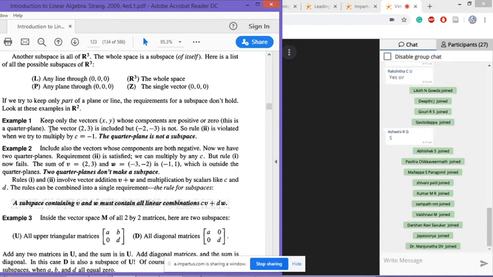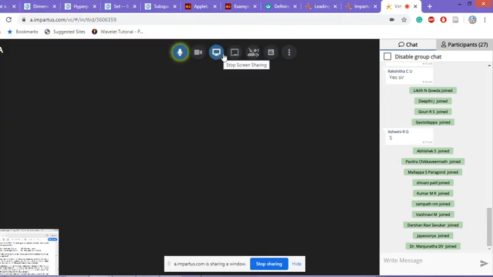So let us look into an example. Here we have a vector x, y whose components are positive or 0. So the vector 2, 3 is included, but minus 2, minus 3 is not included.